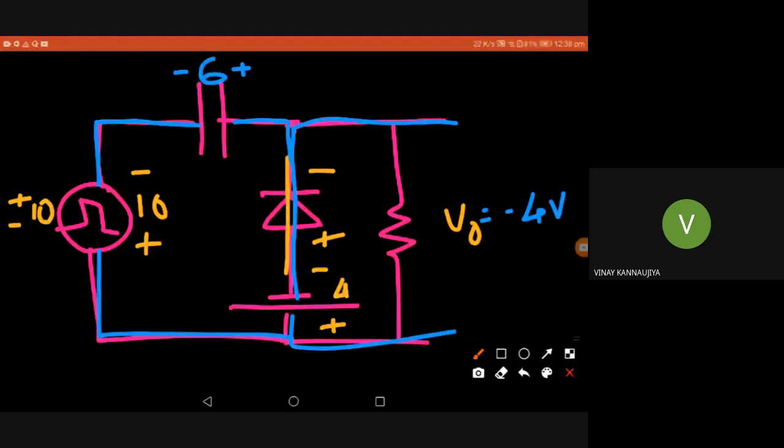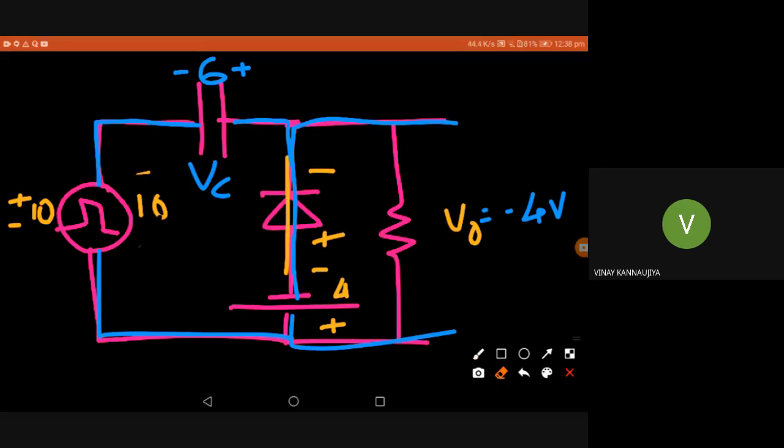Why minus on the left? Because my input has more voltage than the VB, right? So we got VC in the negative cycle, and the output also, we got V0 equal to minus 4 volt. Now, having the VC, we analyze what is going to happen in the positive cycle.